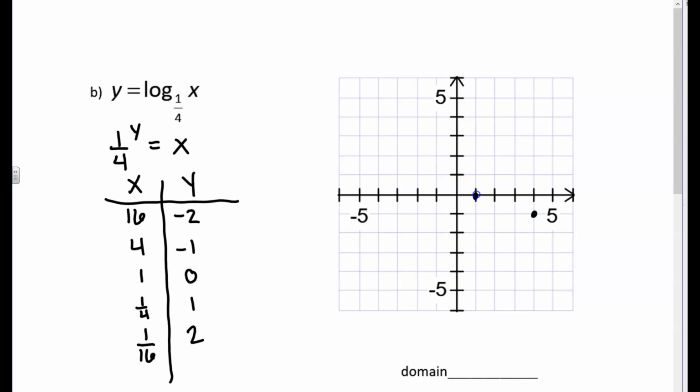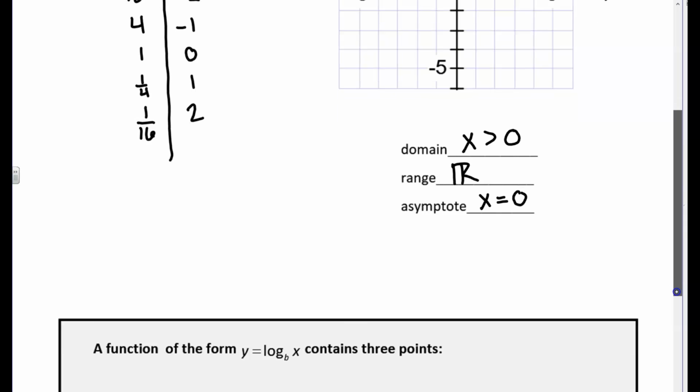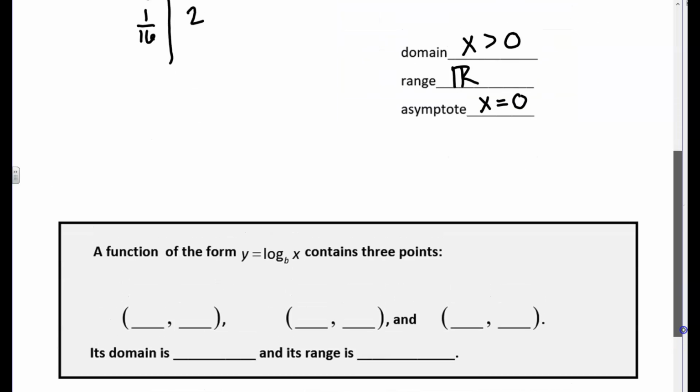Then you've got 1, 0, 1/4, 1, and then 1/16, 2. And if we kept going, it'd be getting closer and closer. So your graph looks like this. I'm trying to be really careful here. Boom, that's your graph. So your domain is, again, your x values are always greater than 0 but not equal to 0. And your range this time is all real numbers, and your asymptote is still at x equals 0 along the y-axis. So let's generalize this a little bit.